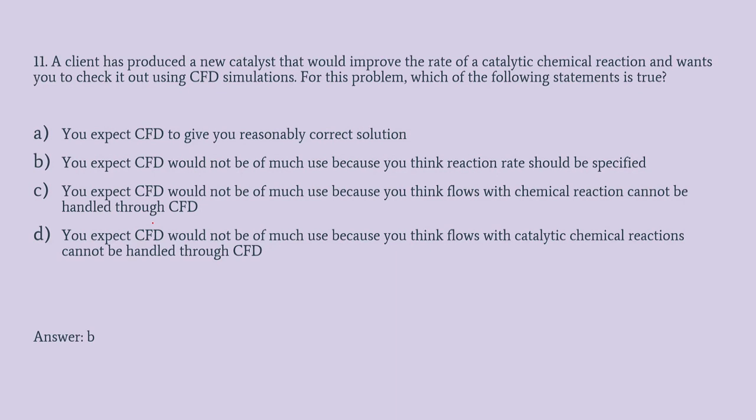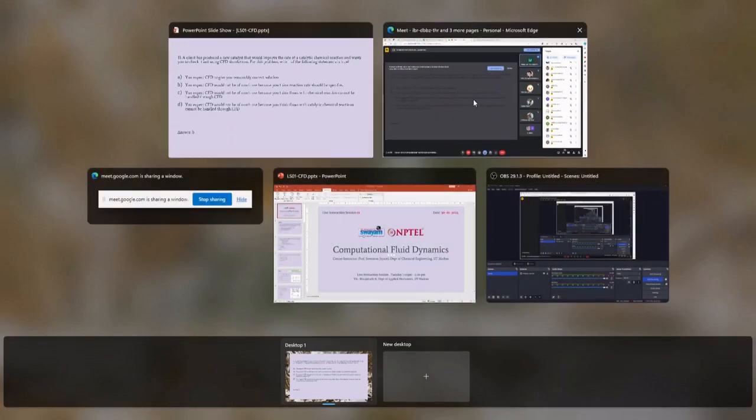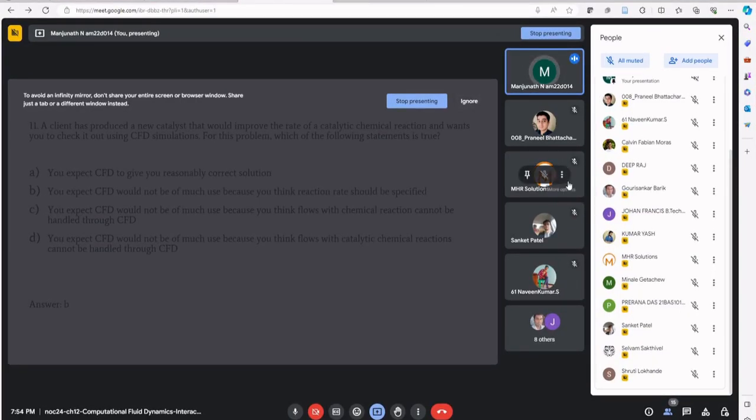The next one: a client has produced a new catalyst that would improve the rate of catalytic chemical reaction and wants you to check it out using CFD simulations. For this problem, which of the following statements is true? This one I will give you time to answer. You can either turn on the mic and answer, or you can just put it in the chat box.